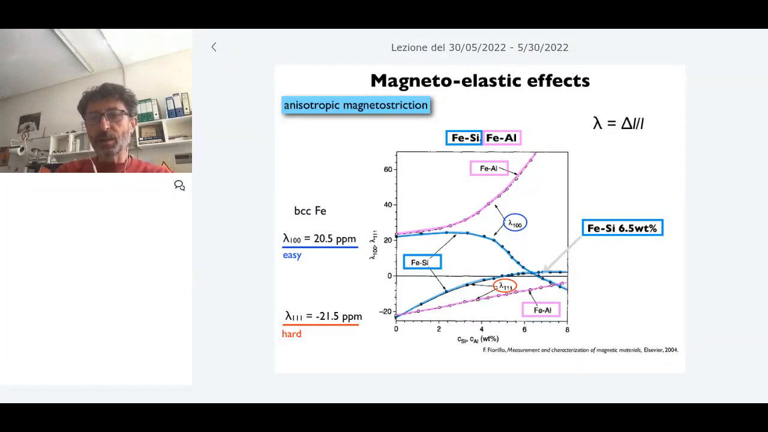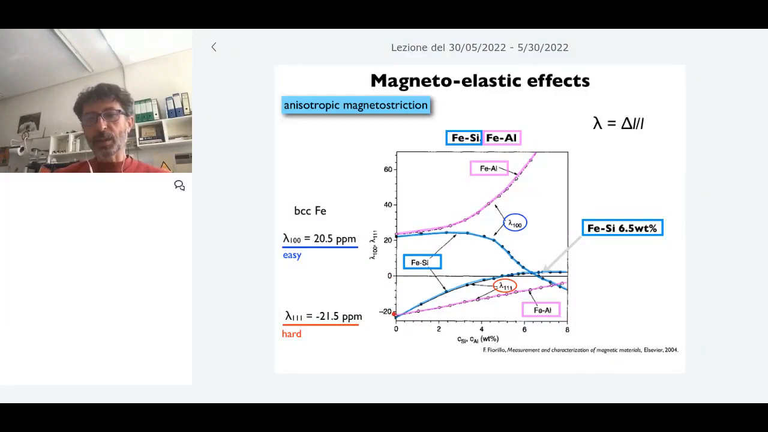And look how, and they change in very strange ways. So this is something that one should know and measure very well. For example, if we take from iron, so we are here in this plot, we have the easy axis, which is here, with a positive magnetostriction, and the hard axis with a negative one.